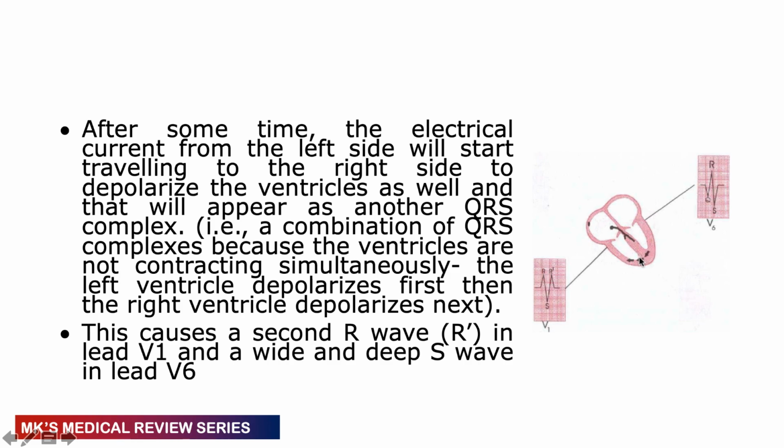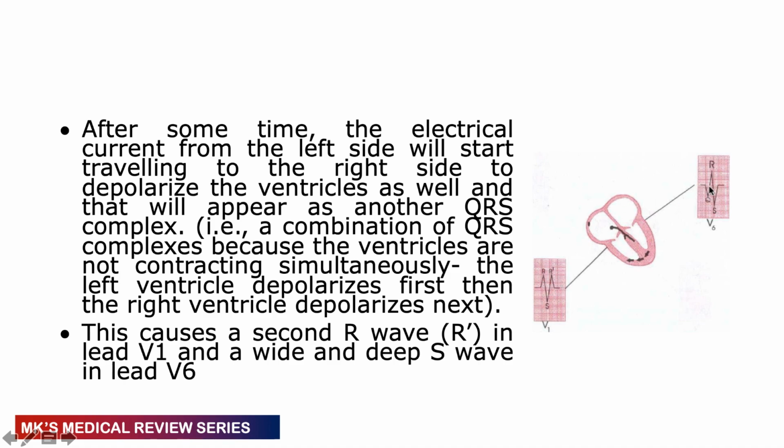Remember, if this impulse is traveling towards the right ventricle, it will show a positive deflection in the lead that is present on this side. So it will show a second positive deflection, which is due to depolarization of the right ventricle. This is what we call our R prime wave. So we have an initial R wave, an S wave, and an R prime wave. So we see this in V1.